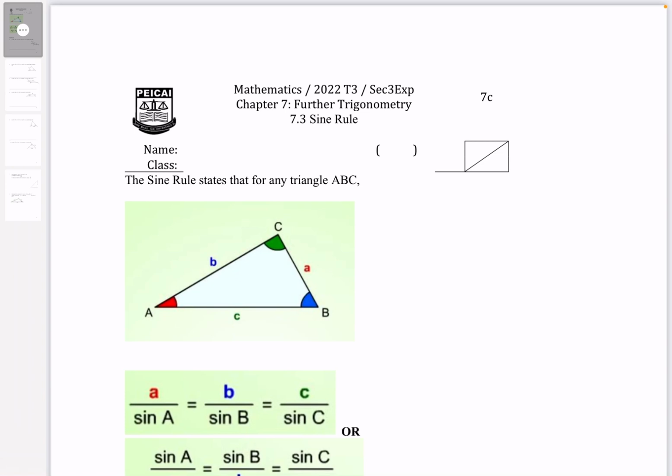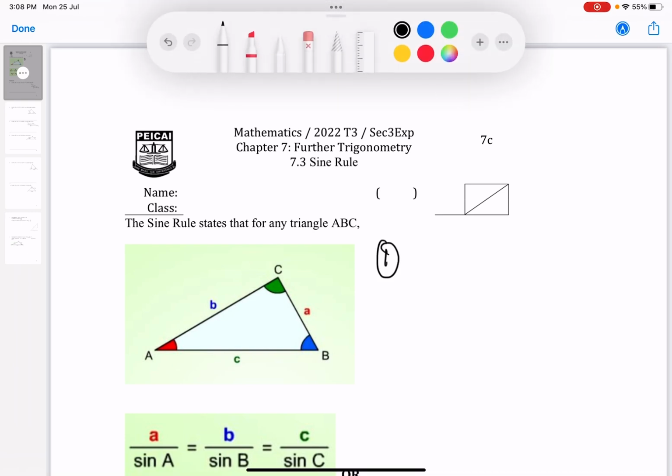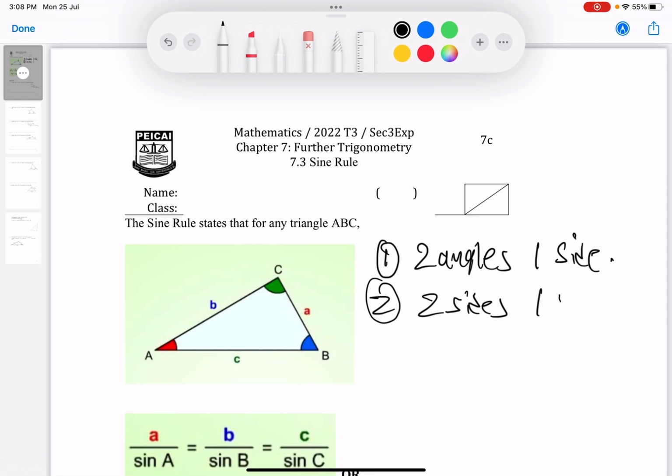If you see that you have this triangle over here, I want you to write these two down. I'm going to explain it to you later on. I'm going to write when we are going to use this. Number one, you will use this when you are given two angles and one side. The second case that you will use it is when you are given two sides and one angle. Can you just write that down?